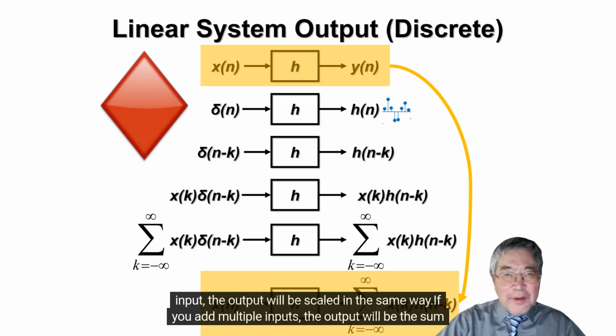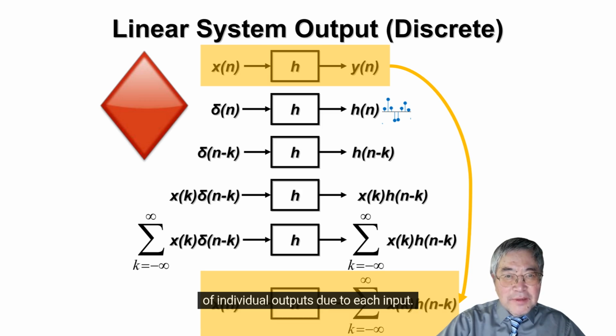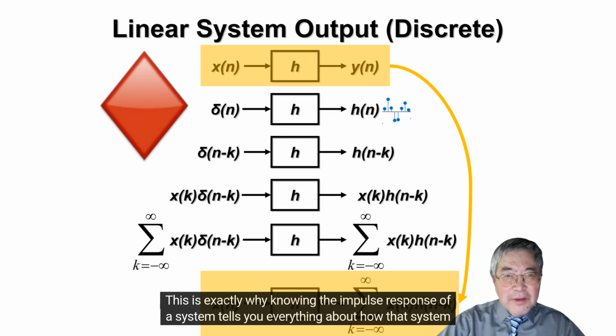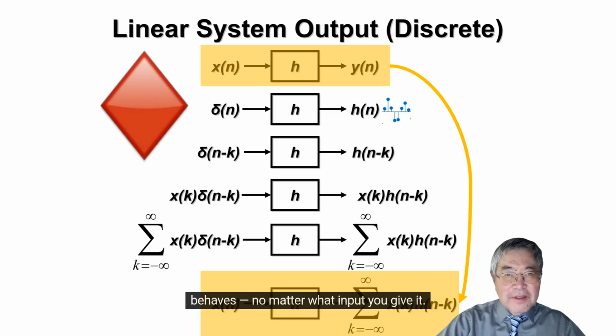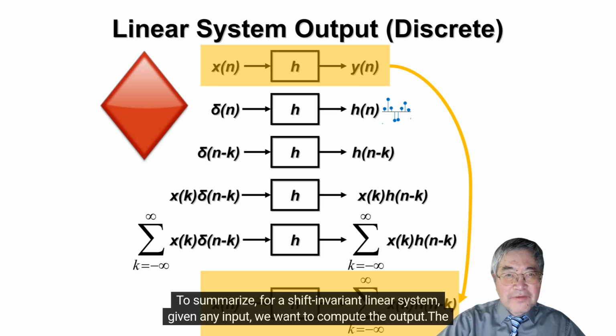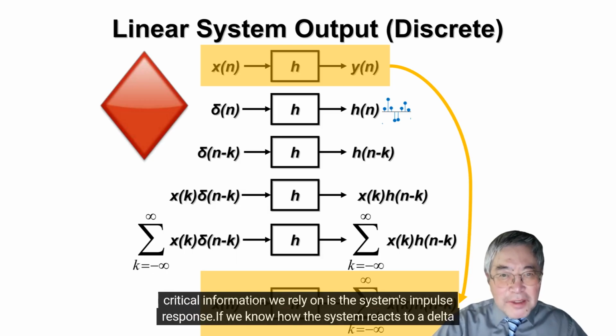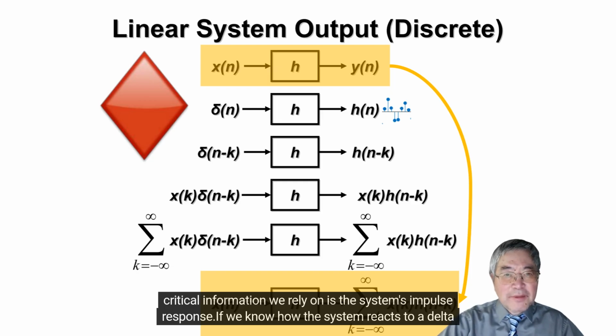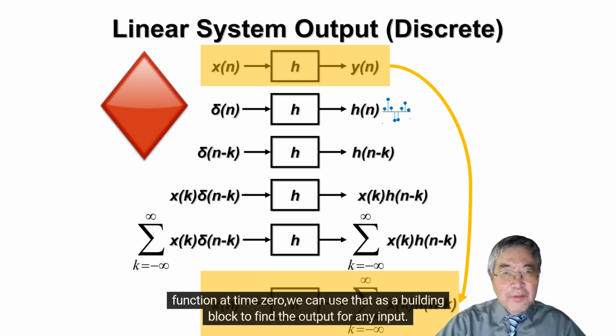If you scale an input, the output will be scaled in the same way. If you add multiple inputs, the output will be the sum of individual outputs due to each input. This is exactly why knowing the impulse response of a system tells you everything about how that system behaves, no matter what input you give it. To summarize, for a shift-invariant linear system given any input, we want to compute the output. The critical information we rely on is the system's impulse response. If we know how the system reacts to a delta function at time 0, we can use that as a building block to find the output for any input.